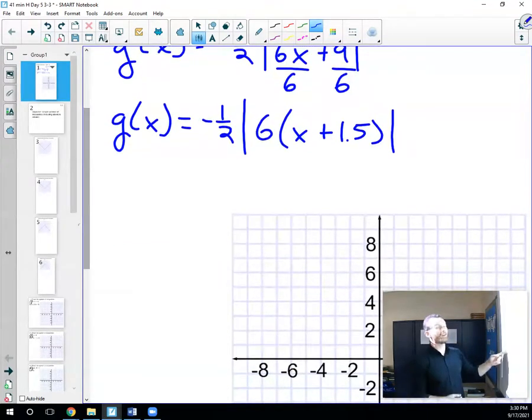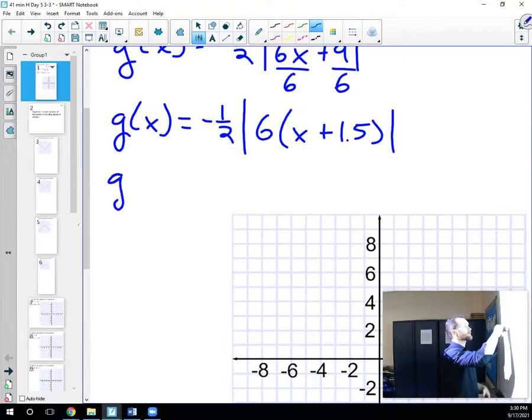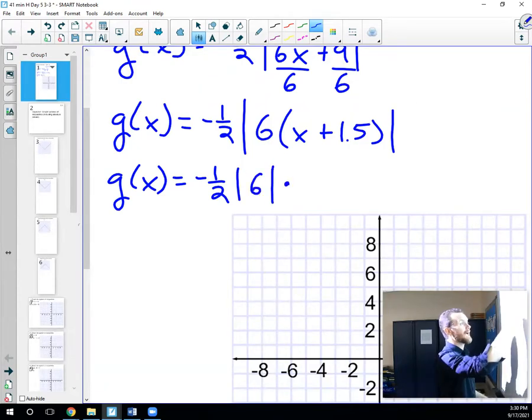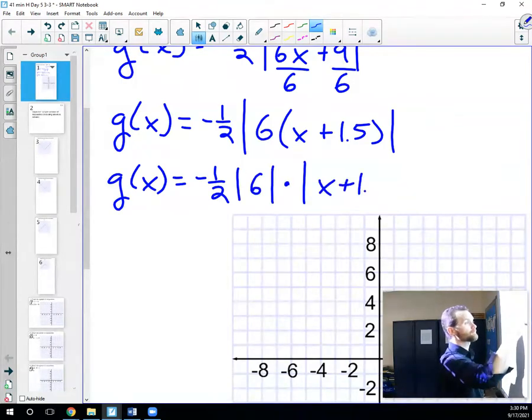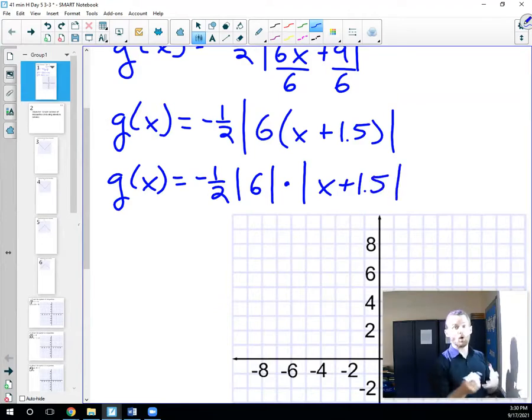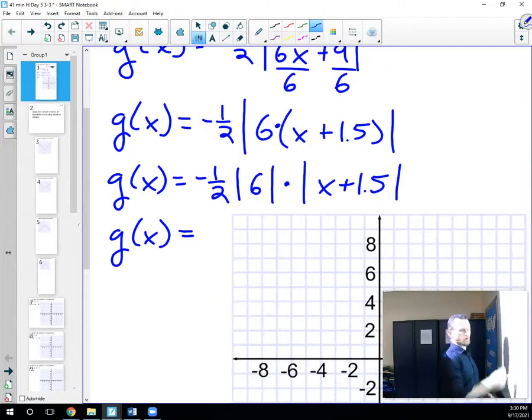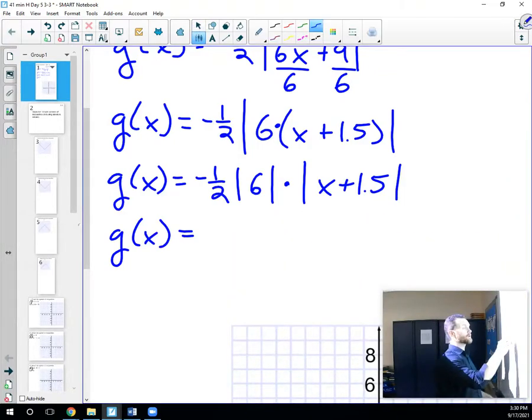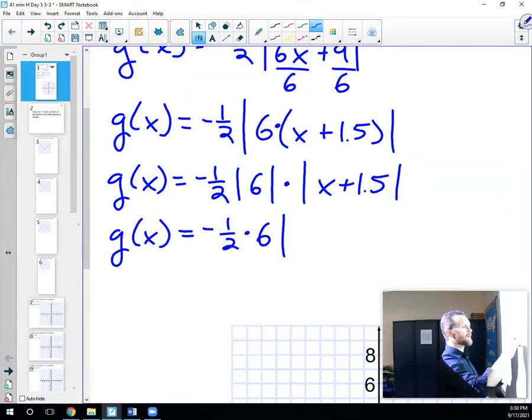Now we've got to use our absolute value property. So I'm going to show all my work here so I don't lose anyone. So it becomes negative 1/2 times the absolute value of 6 times the absolute value of x plus 1.5. Remember, we're only allowed to do that because we have multiplication between two things inside the absolute value. Then that becomes g of x equals negative 1/2 times, first we got to take the absolute value of 6. What am I doing? So it's negative 1/2 times the absolute value of 6 is 6, and then we copy the rest of it.